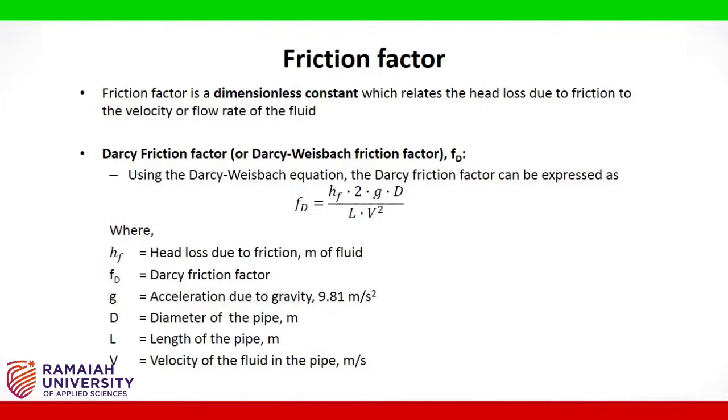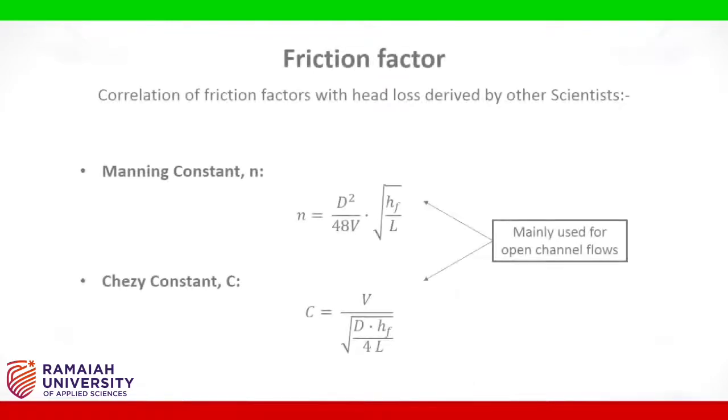The other friction coefficients that are popularly used are the Manning constant, n, and Chezy constant, C. These constants are mainly used for open channel flows.